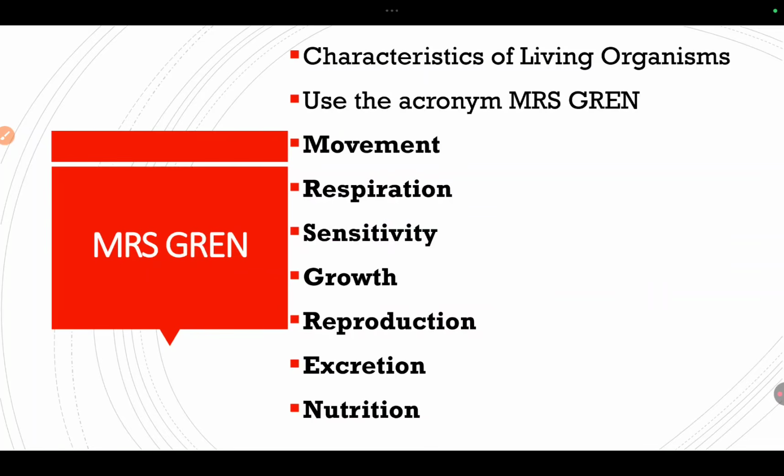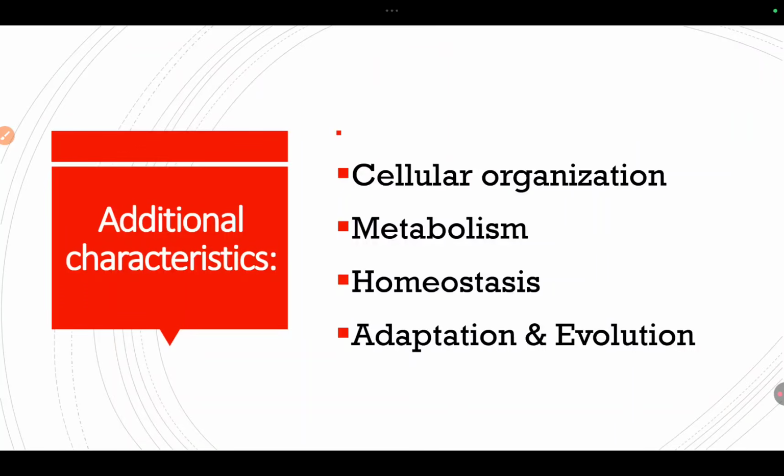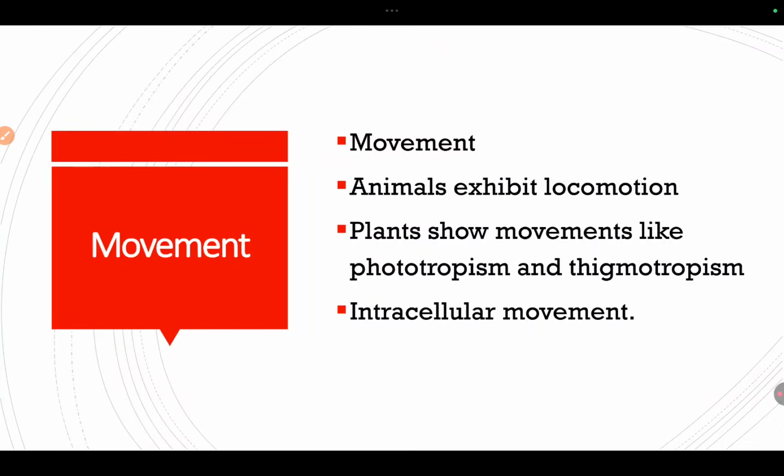The acronym we can use is MRS GREN, that is movement, respiration, sensitivity, growth, reproduction, excretion and nutrition. So you can see all these can be summed up as MRS GREN. How living things exhibit their movement, respiration, sensitivity, growth, reproduction, excretion, nutrition, and how the non-living things do not show these characteristic features of the living. The additional characteristics include cellular organization, metabolism, homeostasis, adaptation, and evolution.